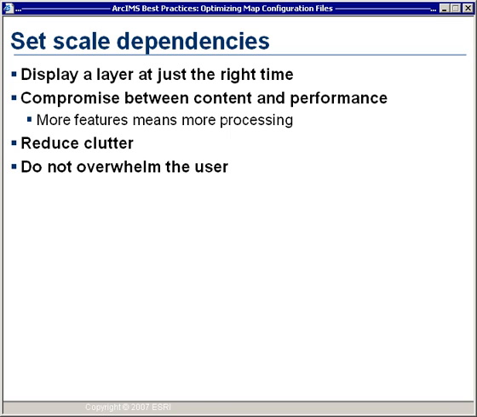You will find that there's a compromise between content and performance. More features means more processing. At each scale, you need to have a meaningful map with a minimum number of features. The other benefits of setting scale dependencies is that maps are less cluttered and less overwhelming to the user.